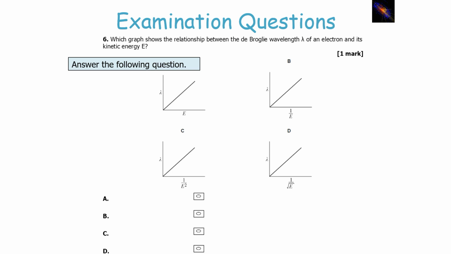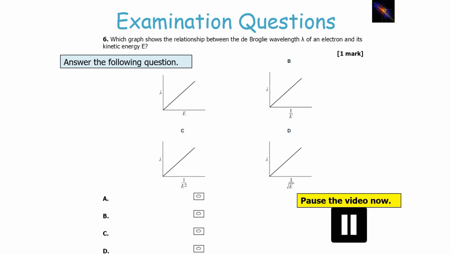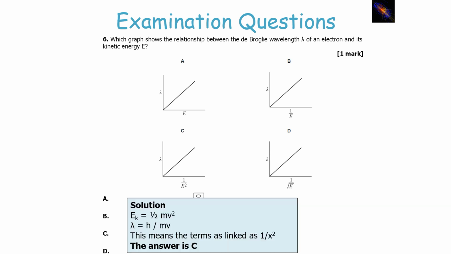Next question. Which graph shows the relationship between the de Broglie wavelength lambda of an electron and its kinetic energy? So pause the video now, then unpause the video when you want to go through the answer. So we know kinetic energy is equal to a half mv squared, and lambda is equal to h over mv. So this means our two terms are linked by the relationship 1 over x squared. Now our only graph which allows us to have this is the graph of C, and there's our answer.